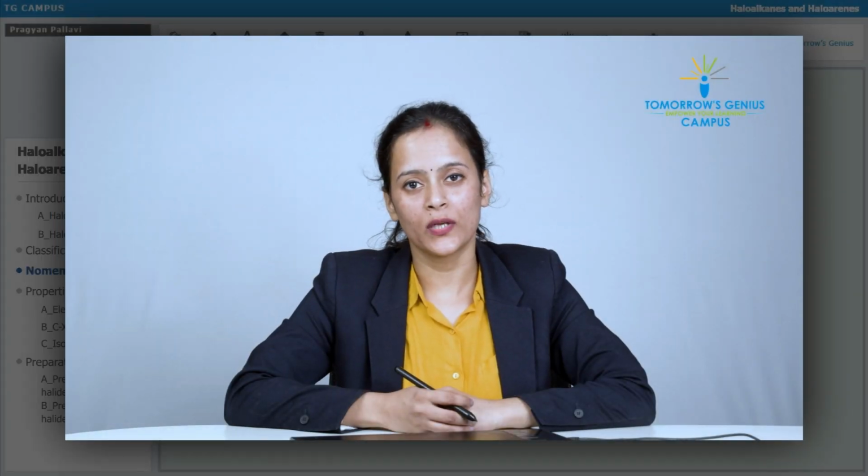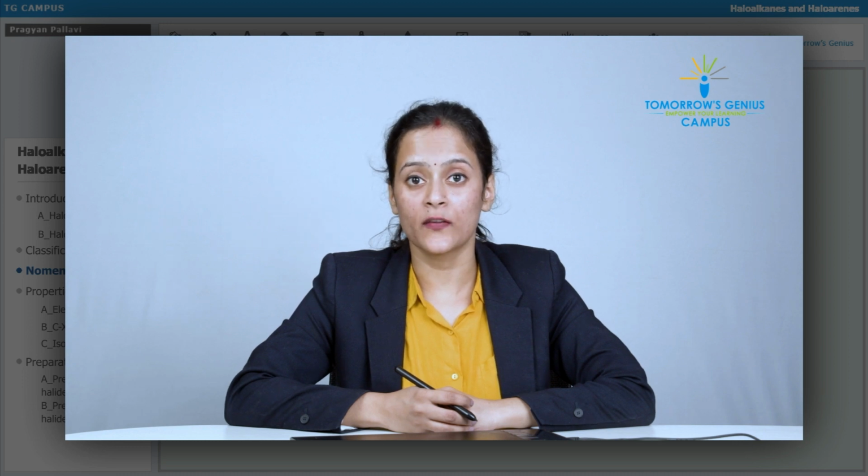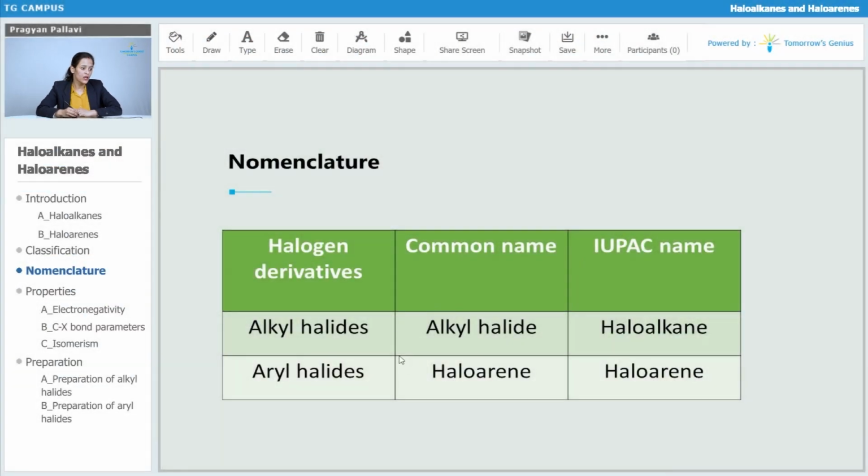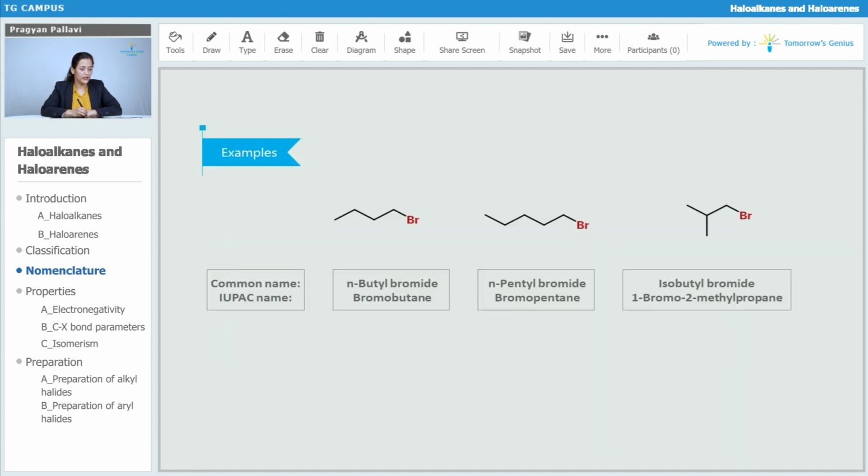Let us see how these haloalkanes and haloarenes are named as per IUPAC nomenclature. So for alkyl halides, the common name is alkyl halide and the IUPAC name is haloalkane. And if we are having aryl halides, the common name will be aryl halide and the IUPAC name will be haloarene. Let's take a few examples. Here we have N-butyl bromide.